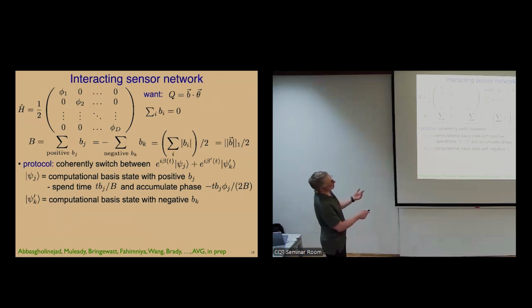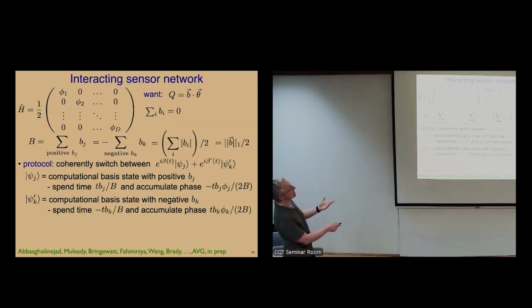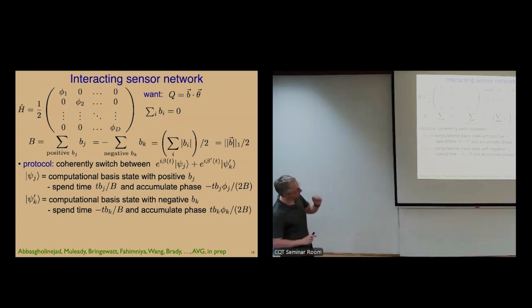And then in particular, if I spend the fraction bj over b in state psi j, then I accumulate the phase, which is equal to time, times this 1/2 times the corresponding phase phi j, and then a minus sign because it's e to the minus iHt. So this is the phase I pick up due to this state. And similarly, I want to spend time proportional to bk or minus bk in the state psi k prime. And as a result, I accumulate again the phase, which is given by the time, times the phase, times the minus sign, because I do e to the minus iHt.